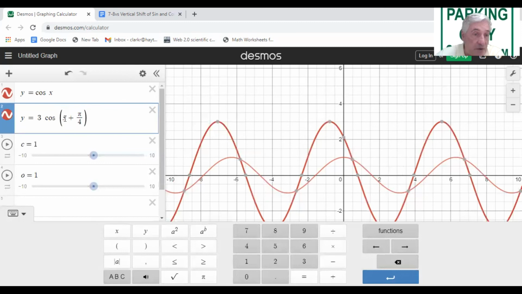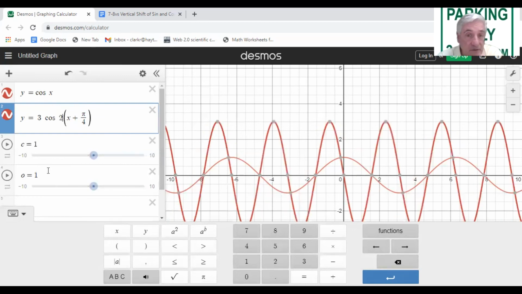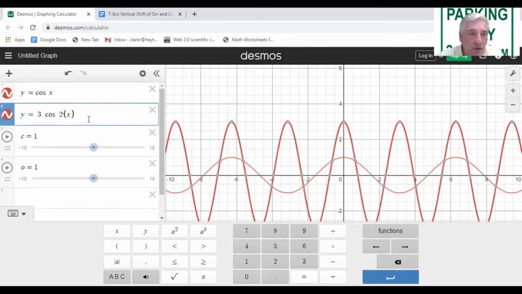Wait a minute, did we change the period? What's out here? Let's change the period. Now I've changed the period, the amplitude, and the phase. Can I get rid of one of these at a time? Yes, I can. Let's get rid of the phase. Now I have changed the period and the amplitude. I've made the waves higher and I've made them more compressed.